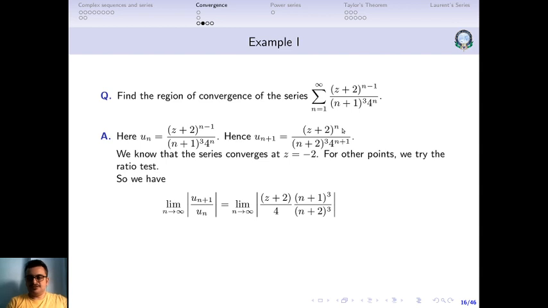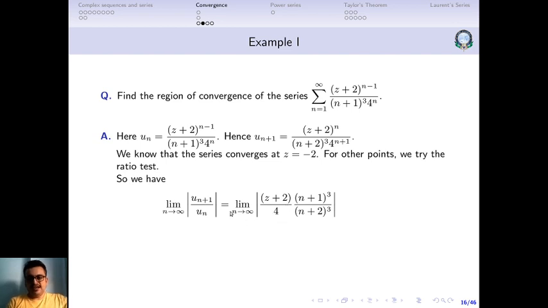So (z+2)^n divided by (z+2)^(n-1). The (z+2)^n gets cancelled, and (z+2)^(-1) remains in the denominator, which we can take up, and it becomes z plus 2. Then the n plus 1 cubed is in the denominator and n plus 2 cubed in the numerator, and then we have 1 by 4^(n+1) divided by 1 by 4^n, that is simply going to give us 1 by 4. So this is what we will be having.